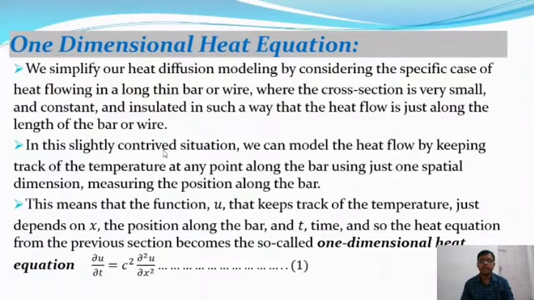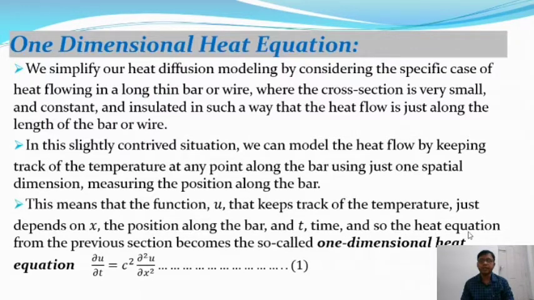In this slightly constrained situation, we can model the heat flow by keeping track of the temperature at any point along the bar using just one spatial dimension, measuring the position along the bar. This means that u is a function of x comma t, which is the temperature at any point along the bar, depending on x, the position along the bar, and t, the time.